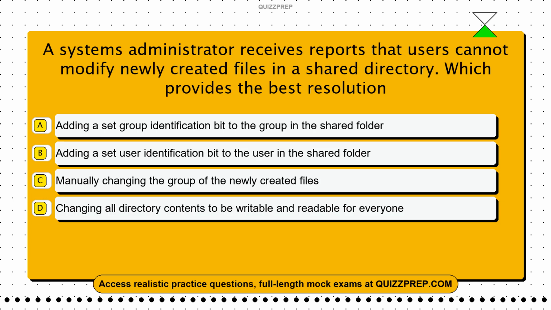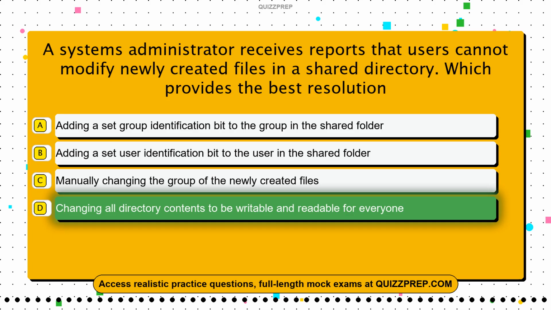Question 84. A systems administrator receives reports that users cannot modify newly created files in a shared directory. Which provides the best resolution? Option A, adding a set group identification bit to the group in the shared folder. Option B, adding a set user identification bit to the user in the shared folder. Option C, manually changing the group of the newly created files. Option D, changing all directory contents to be writable and readable for everyone.